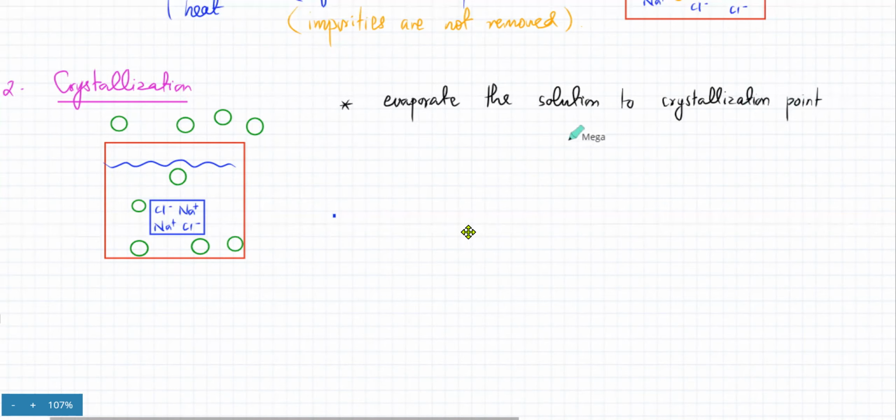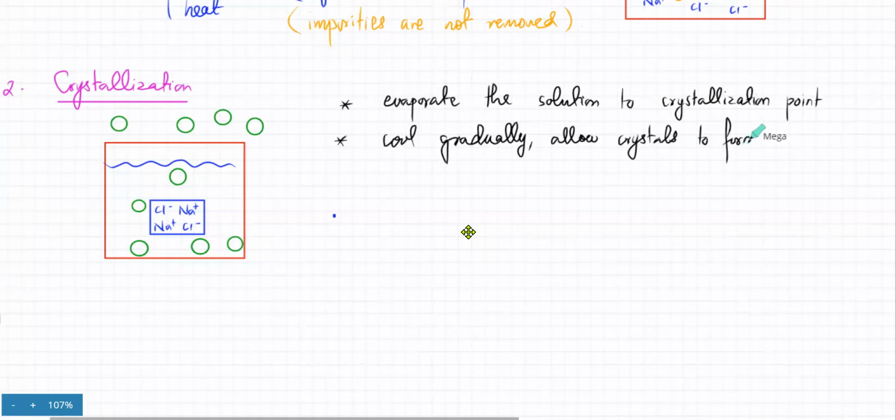And then you let it cool. You give it time. Cool gradually and wait and allow the crystals to form. Now, the thing with forming crystals is that the crystals are going to be pure. Because if there are sand particles or some impurities in the water, they would not be part of the crystallization process. The ions would get together, and you can get rid of the impurities as well once you take out the crystal.